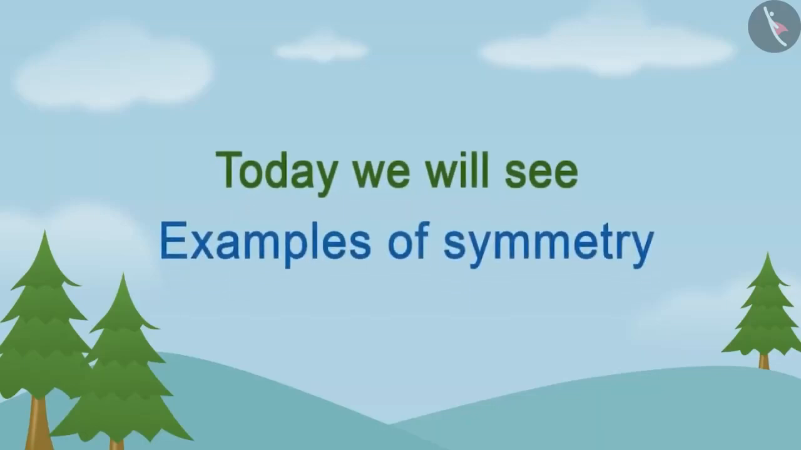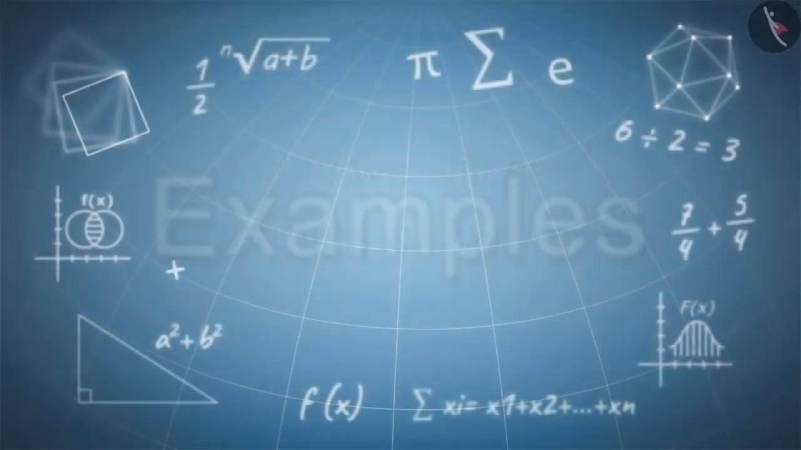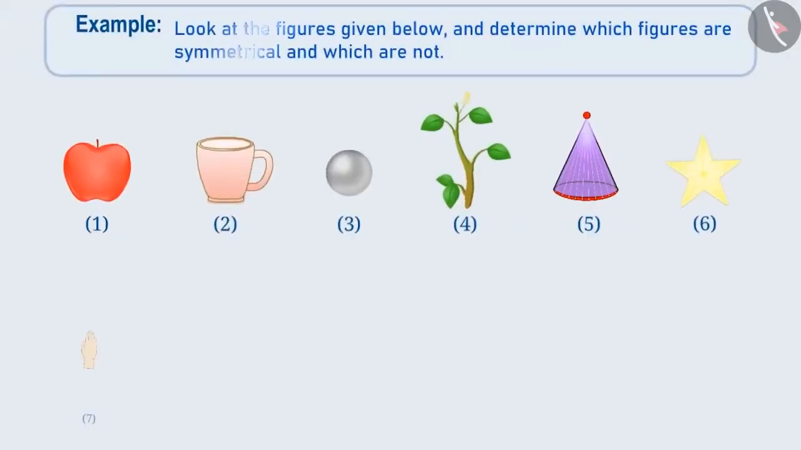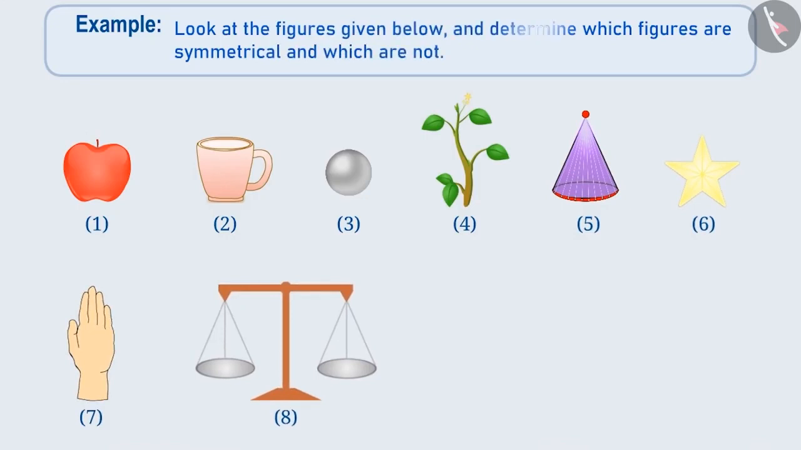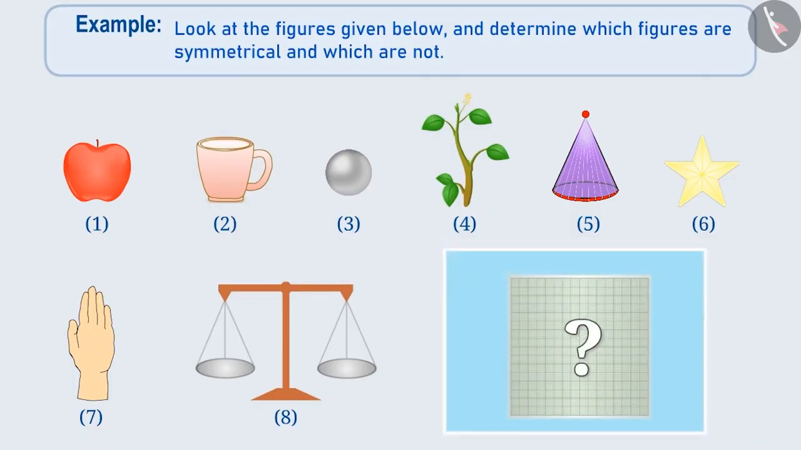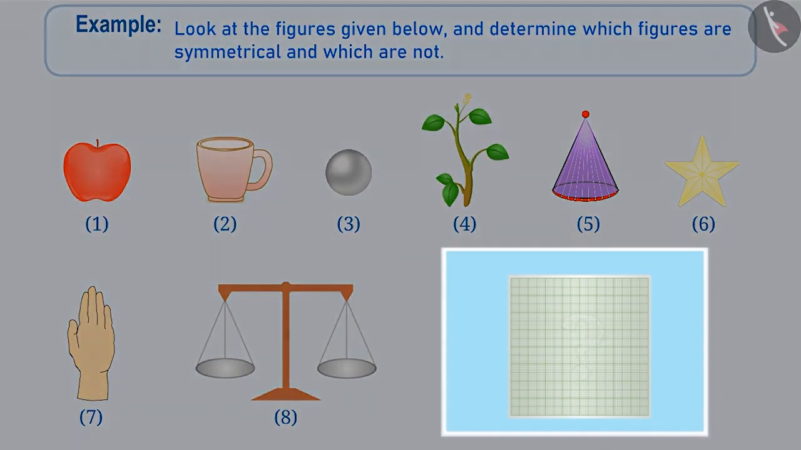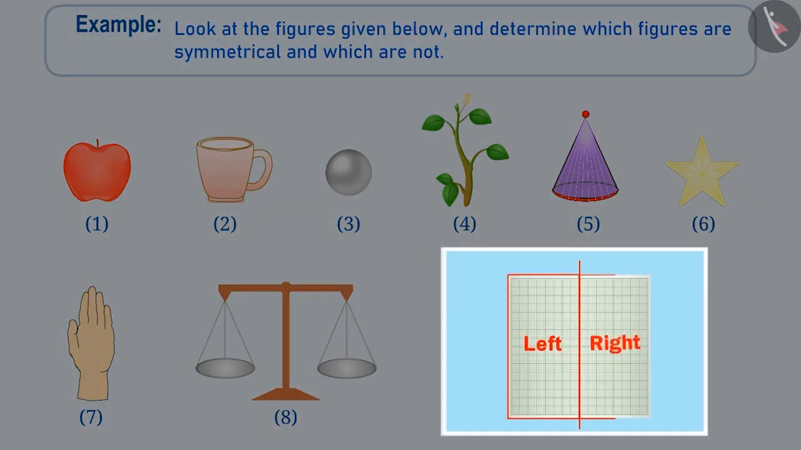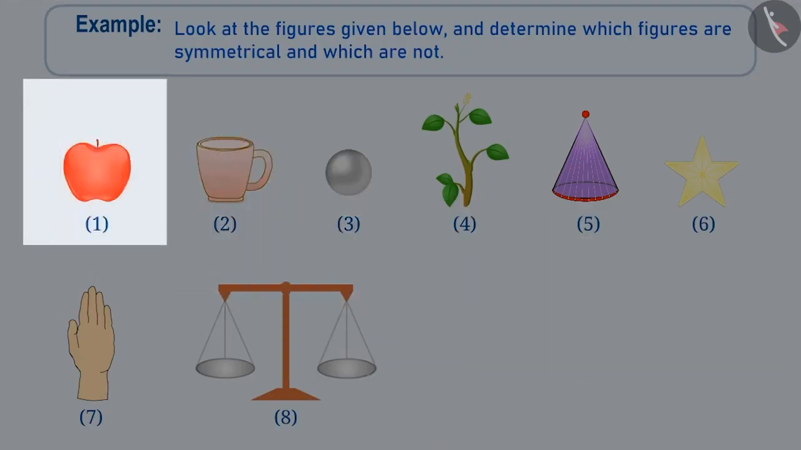We will see examples of symmetry. Example: look at the figures given below and determine which figures are symmetrical and which are not. To determine if a figure is symmetrical or not, we check that on folding the figure from the middle, the half on the left and the half on the right are completely identical to each other or not. That is, whether both the parts are like reflections of each other.